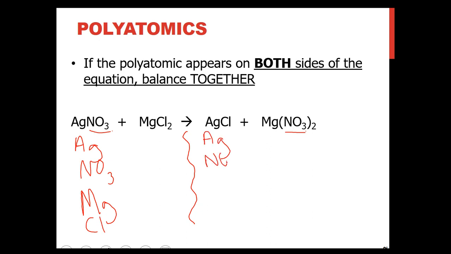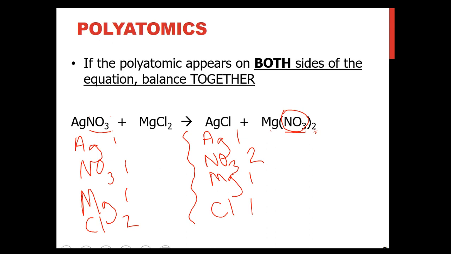Ag, NO3, Mg, and Cl. All right, I've got one of these. I have one NO3 because this one is not in parentheses. I have one Mg, and I've got two Cl on the left. Over here, I have one Ag. This one I have two NO3s because there's a 2 on the outside of those parentheses. So there's two of those. There's only one Mg because that 2 only goes for what's inside the parentheses. And then there's one Cl. All right, so Ags are good, NO3s are not, Mg and Cl.